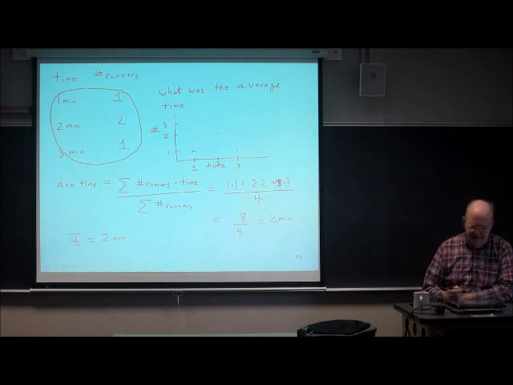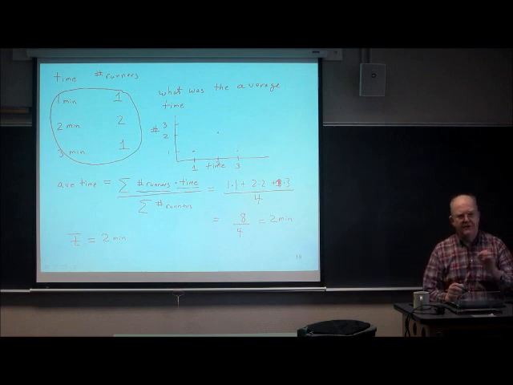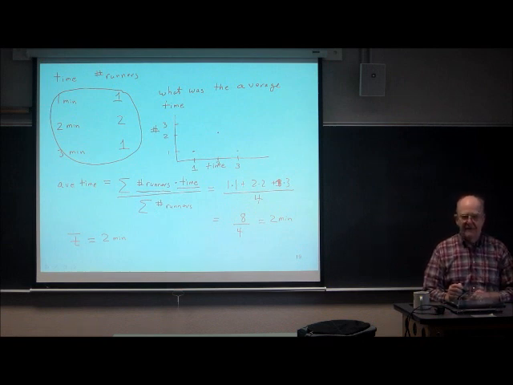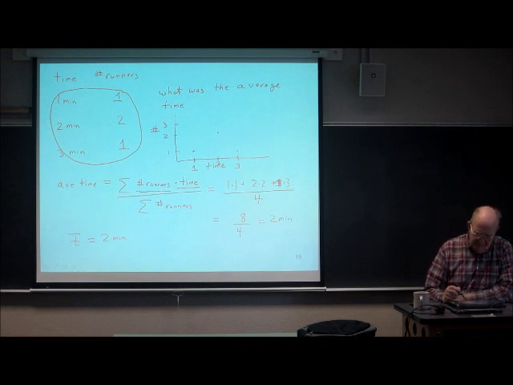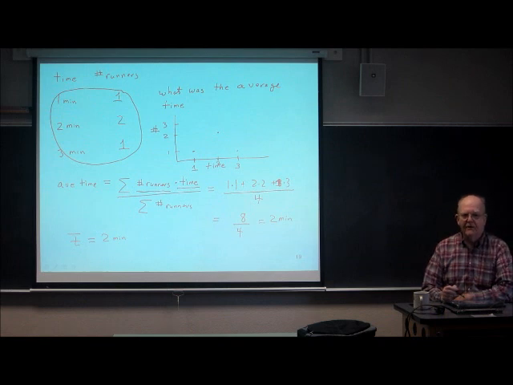And you would calculate the average time by the number of runners multiplied by the time each runner took to cross the finish line, divided by the total number of runners, which is the sum of the number of runners at a given time. And that's going to work out to be 1 runner times 1 minute, 2 runners times 2 minutes, and 1 runner times 3 minutes. And obviously we have a total of 4 runners.